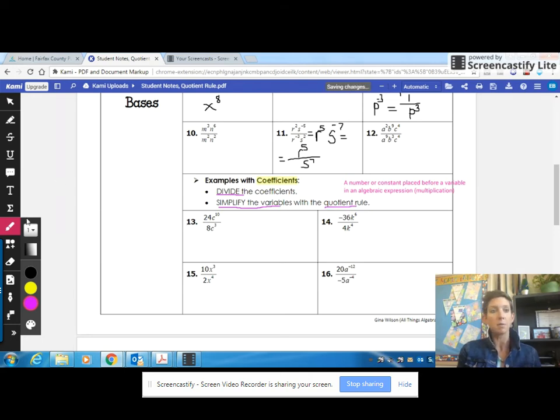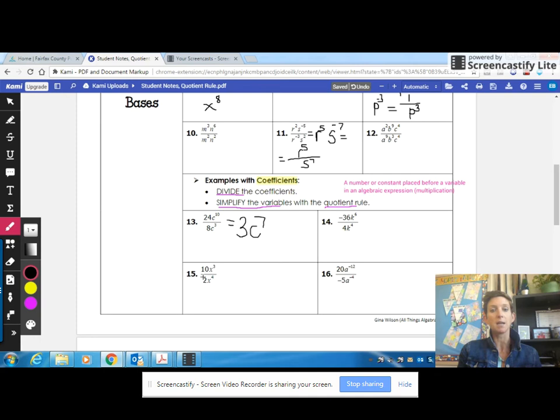So let's take a look at number 13 now. 24 divided by 8, because we're dividing the coefficients first. 24 divided by 8 equals 3. Now we simplify the variables using that quotient rule. So I'm going to write my variable c, and then 10 minus 3 is 7. So my exponent is 7.